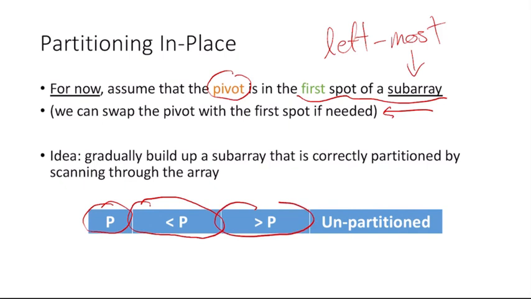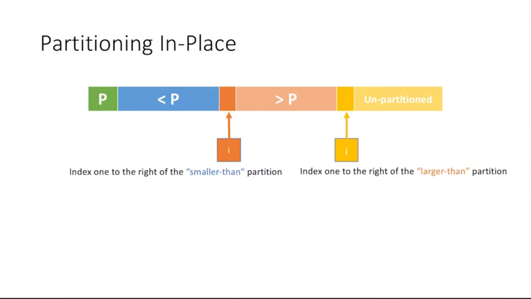To the right of that, we'll have the greater than, and then we'll have all the unpartitioned elements to the right of that. Okay, so this is how we will operate our in-place partitioning procedure. We'll have an index that is always 1 to the right of the smaller than partition, and we'll have an index that's always 1 to the right of the larger than partition. Why it's 1 to the right and not like the first element or something will make sense as we start to step through the code.